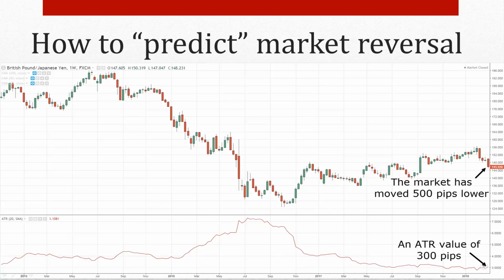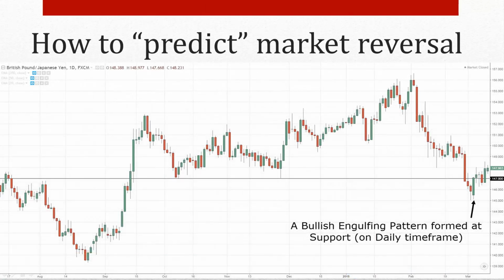So you want to look at clues from the market telling you that it could actually reverse back up higher. On the daily time frame, notice that this market came into this area of support, and then you have this bullish engulfing pattern, reversing and closing price back above this area of support.